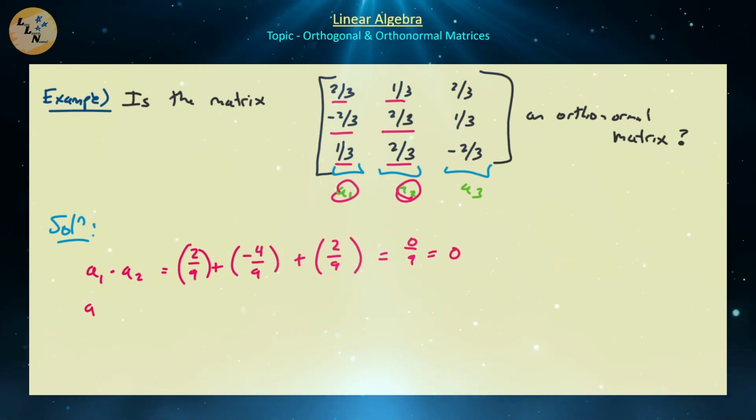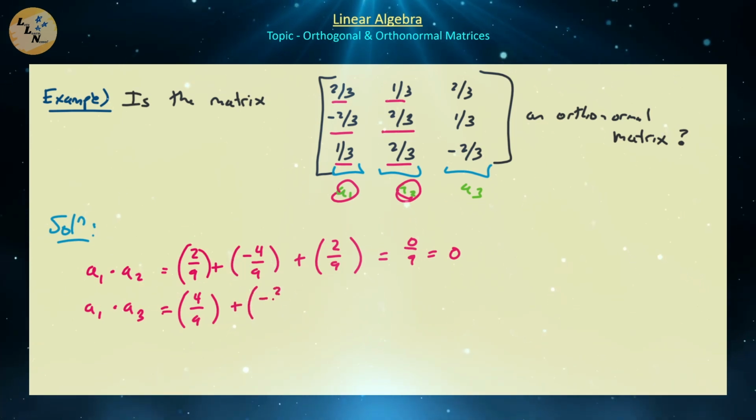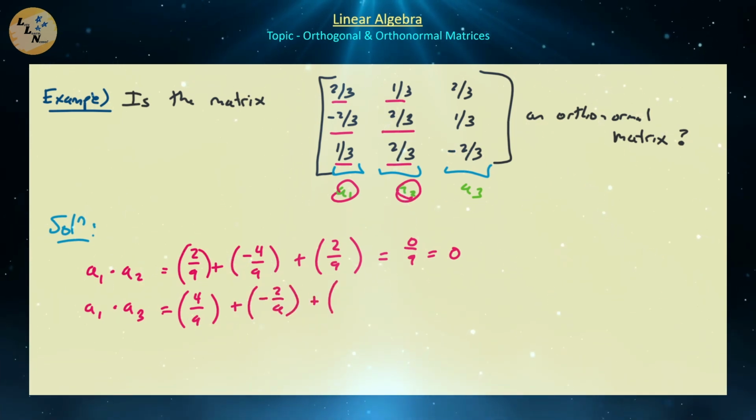Now let's look at A1 and A3. So 1 times 3, that's going to be equal to what? That's going to be equal to 4/9, and then plus negative 2/9, plus minus 2/9. So we have 4 minus 2 minus 2. That's again going to give us 0/9, which is equal to 0.